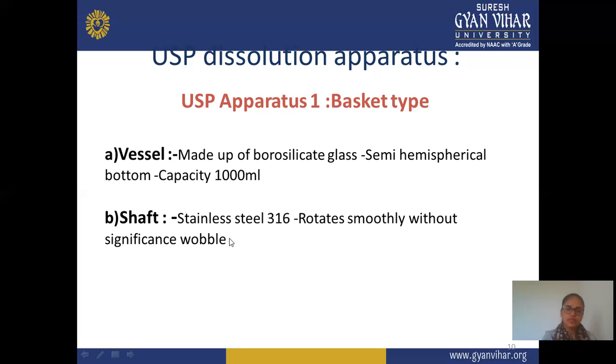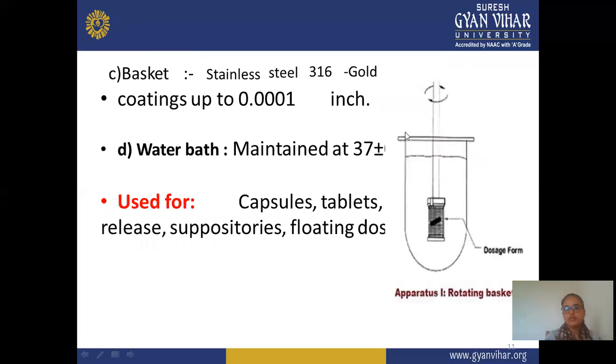Next is the shaft. The shaft is stainless steel 316 and rotates smoothly without significant wobble. We already saw the structure or diagram of this dissolution test. There is one beaker-like structure known as the vessel, the capacity is 1000 ml, and it is made of borosilicate glass. Next, the shaft is dipped in that vessel, and it is mainly made of stainless steel 316, and this helps smooth rotation of your sample. It's a diagram of this type 1 or basket apparatus.